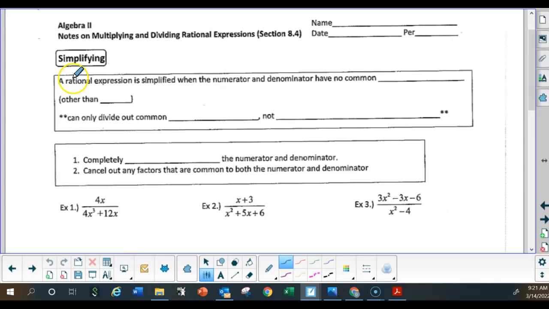Okay. So a rational expression is simplified when it has no more common factors. So yes, factors or factoring is a big piece of this unit. So no other factors other than 1. You can only divide out common factors, so they have to be factors. So they have to be expressions that you can factor out and not individual terms.